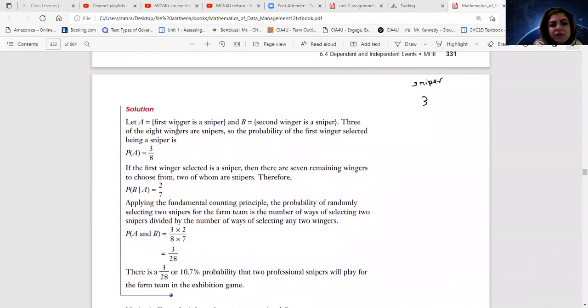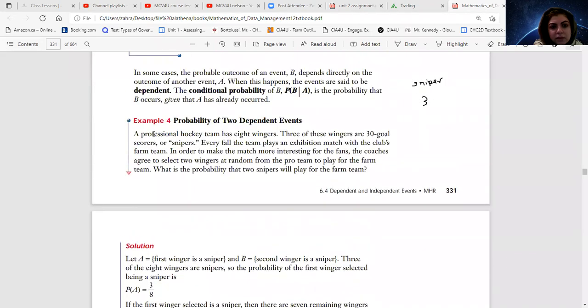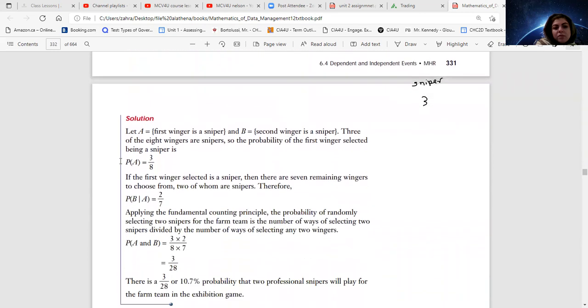So let A be the event that the first winger is a sniper and the second winger is a sniper. So 3 of the 8 wingers are snipers, so the probability of the first winger selected being a sniper is 3 over 8. It didn't say so, but I should assume that there are 8 players, since the team has 8 wingers. Because 3 of them are snipers, 3 out of 8 is the probability that your first selection is a sniper.